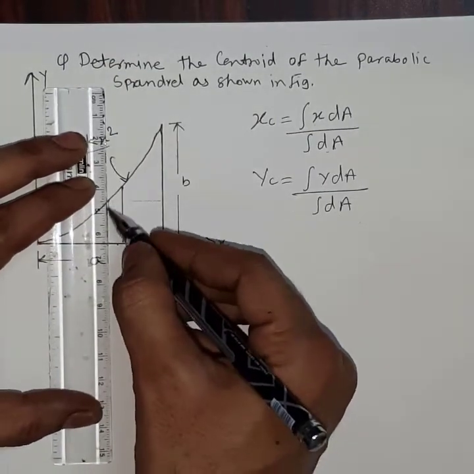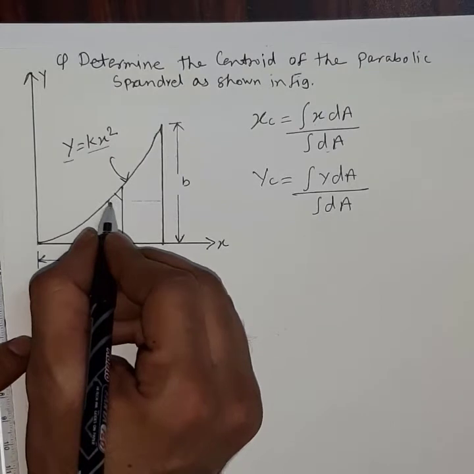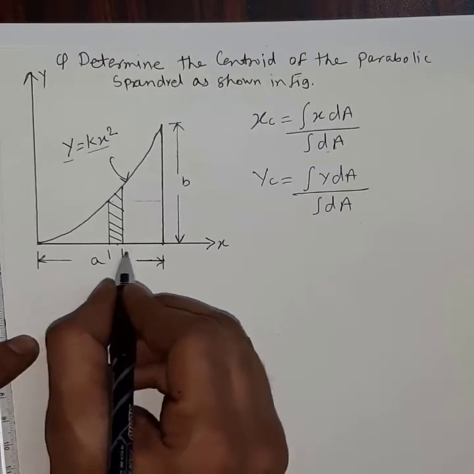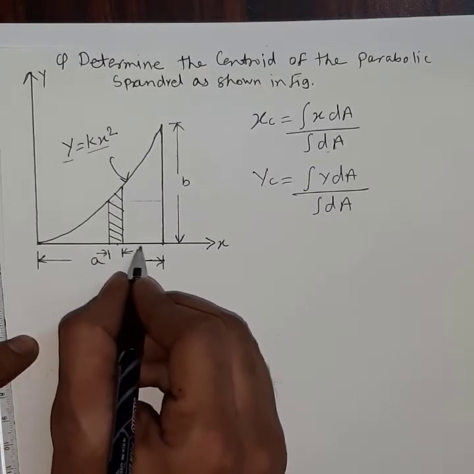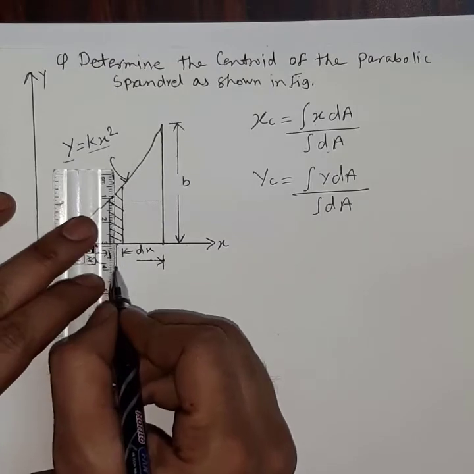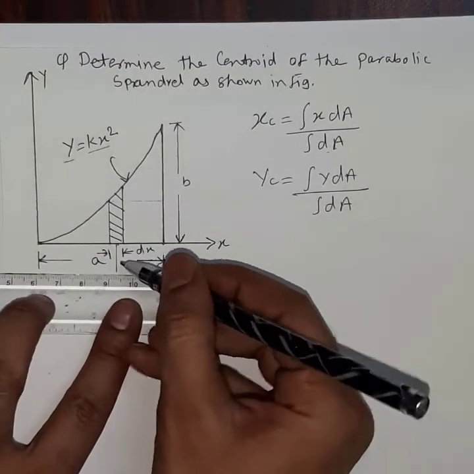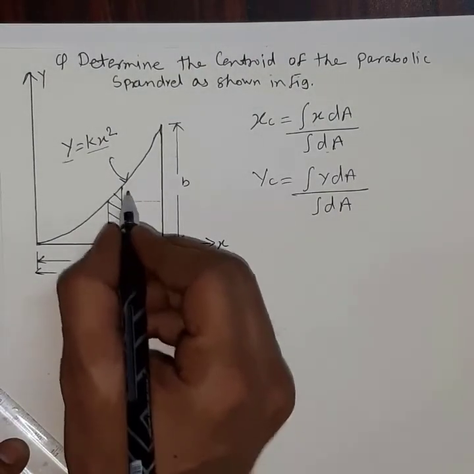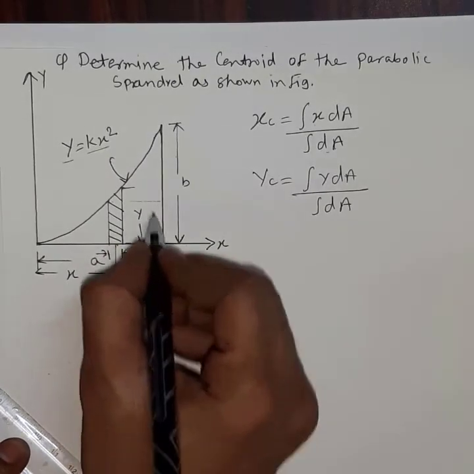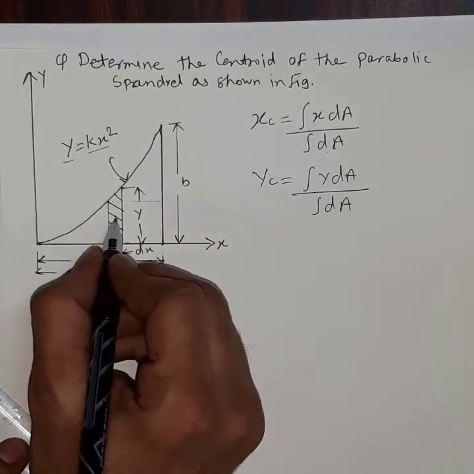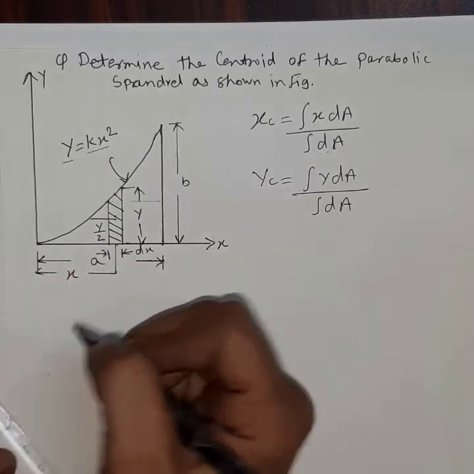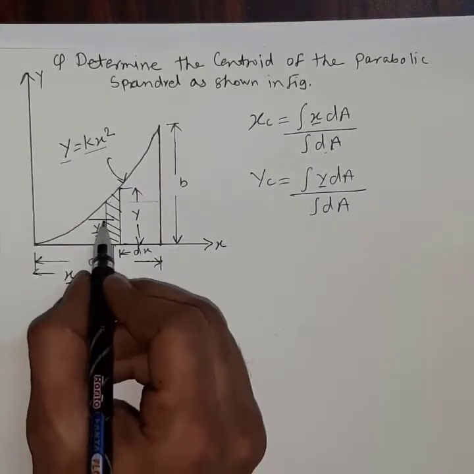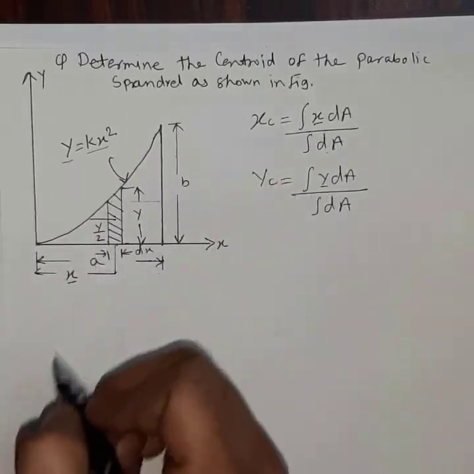Selecting a vertical strip like this, its area will be dA and its width will be dx. Let's say the centroid of this strip from the y-axis is x. Let's assume the total length of the strip is y, so the centroid will be at y divided by 2. So in this equation this x will remain x and this y will become y divided by 2.